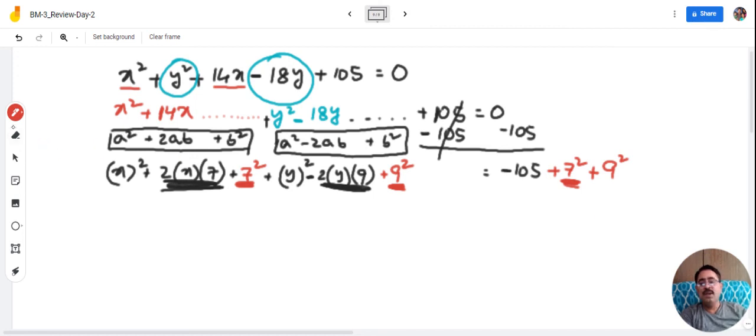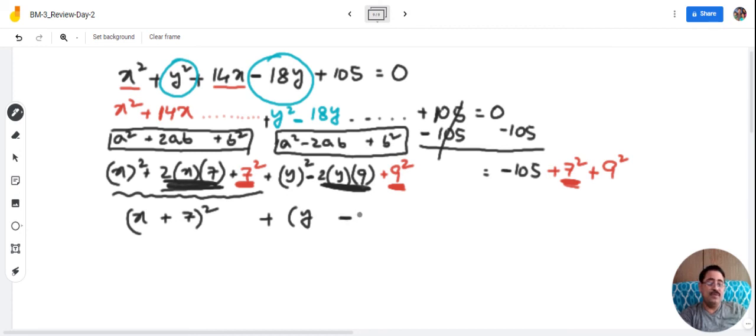Okay. Now, I see that this is in the form of a square plus 2ab plus b square. Therefore, it is a plus b whole square. You can compare to take the a and b values. Then here for y, it is a minus b whole square. Therefore, y minus 9 square. And you may simplify this: 105 plus 49 plus 81, 130, then you should get 25.